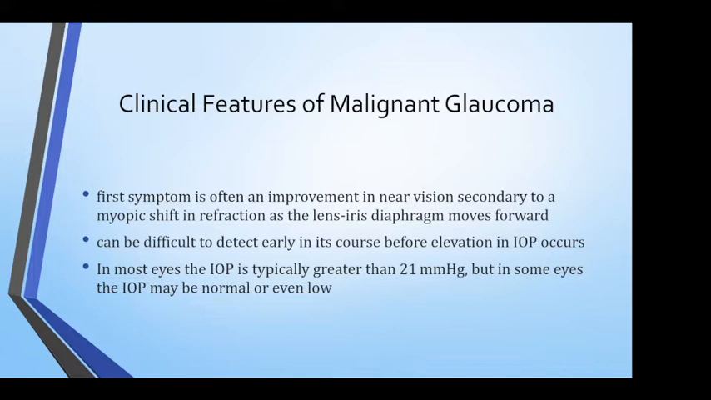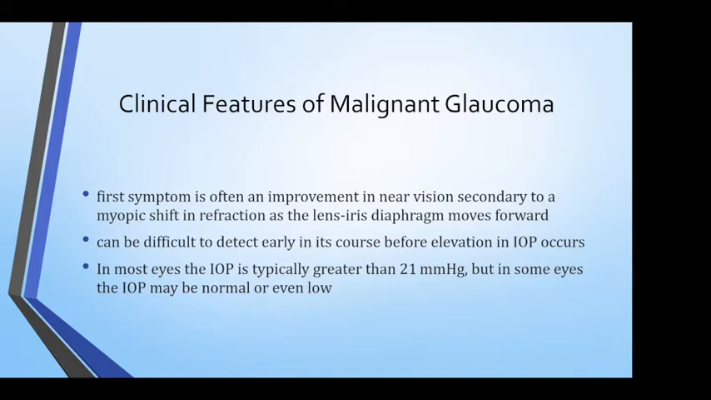So the clinical findings of malignant glaucoma: the first symptom is often an improvement in near vision secondary to myopic shift in refraction as the lens iris diaphragm moves forward. That's why the title of this lecture is "Catch it before it bites you," because really it can bite you. It can present with just an improvement of near vision, and patients who like to read might like that and not mention it. They might just enjoy reading, and then the diagnosis can slip, and then you're in a bigger problem if you don't intervene early enough.